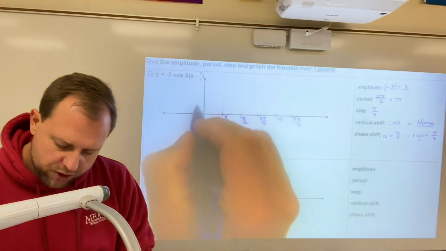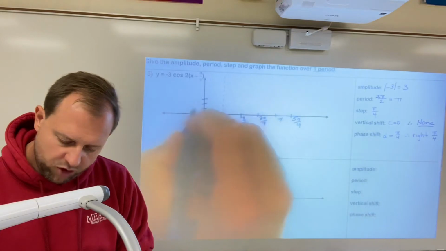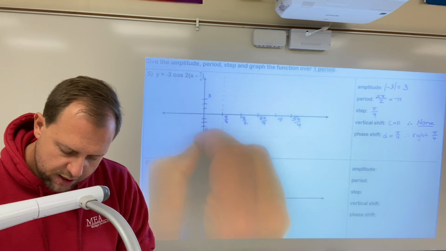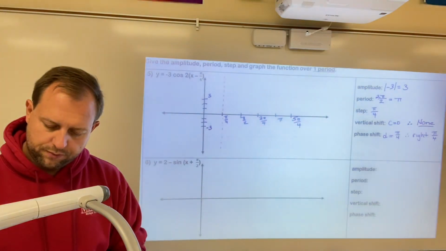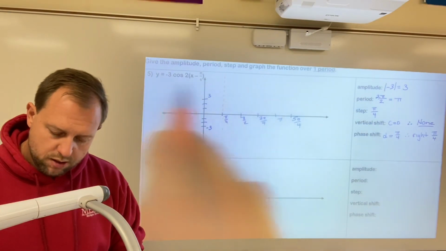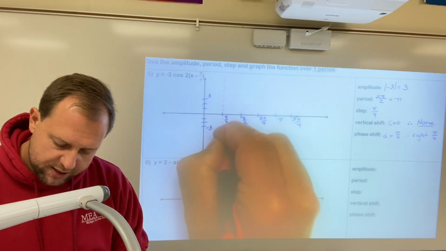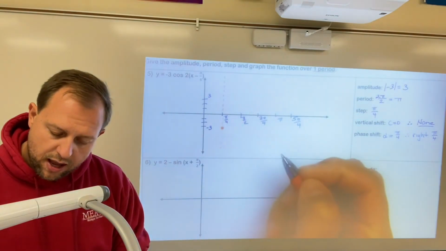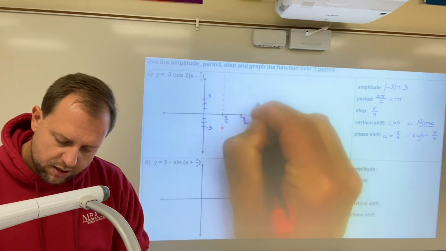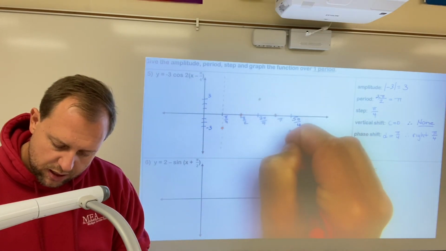And I have an amplitude of 3. Since there's no vertical shift, it's simply up 3 and down 3 from the origin. So this is a cosine, so we start at top or bottom. In this case, we're starting at the bottom on the new axis. And we are going from there back to the midline, up, back to the midline, and down.